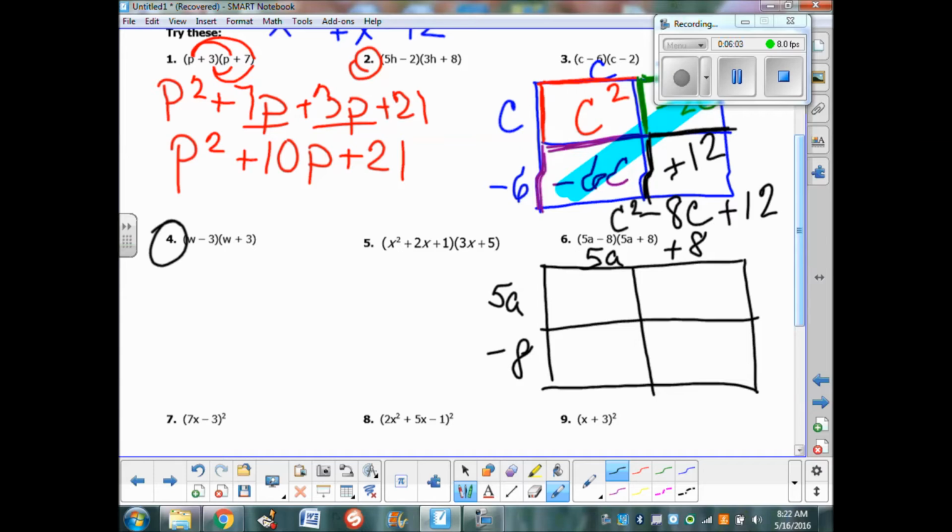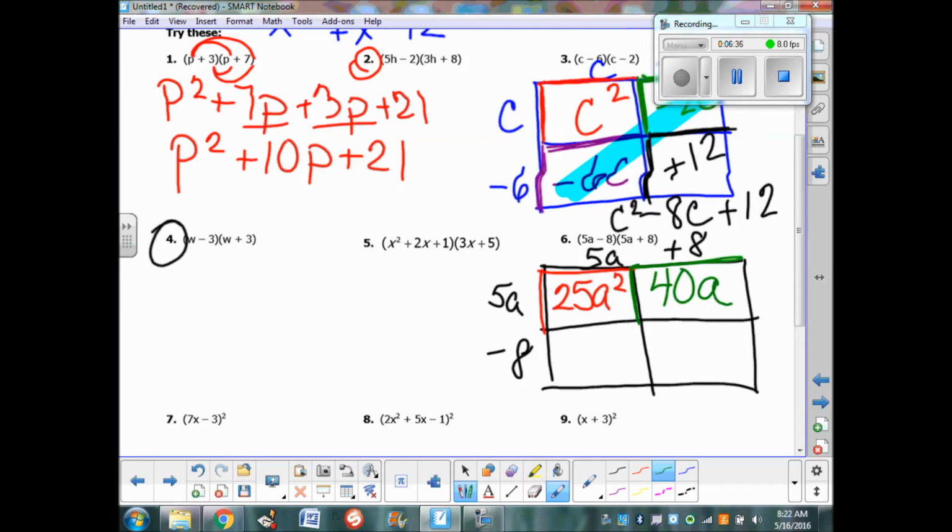All right, and let's multiply. So remember, we've got 4 rectangles here, so we're just going to find the area of 4 rectangles, length times width. So length times width, 5a times 5a. Who's got it? What's 5a times 5a? Anybody, yell it out. 25a squared. 25a squared, good.